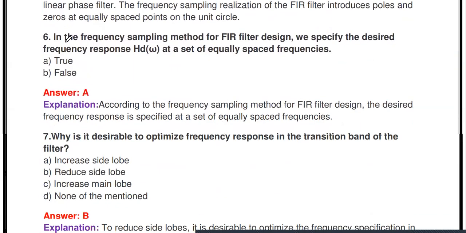The next thing: in the frequency sampling method of FIR filter design, we specify the desired frequency response at a set of equally spaced points. Yes, it's true. It's true only.